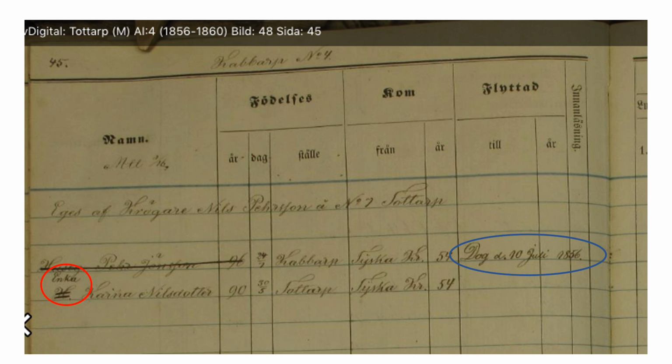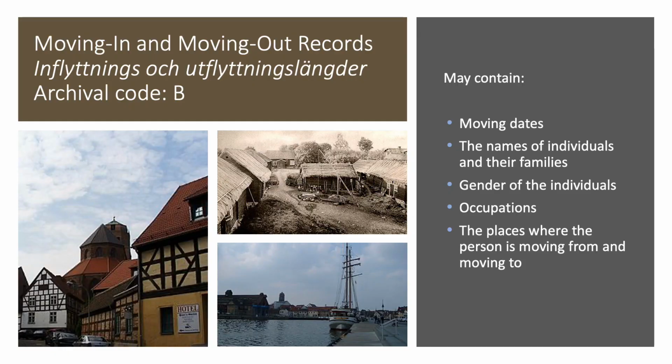Now look at the red circle at Kaina's Nilsdottir. The H for hustru, which means wife, is crossed out, and the word enka, or widow, is put in its place. Moving records are in chronological order, giving the names of persons who moved into a parish or moved out of a parish. Here's what you might find in the moving in or moving out records. They may contain the dates they moved, the names of the individuals and their families, the gender of each individual, their occupations, and the places where the people are moving to or moving from.